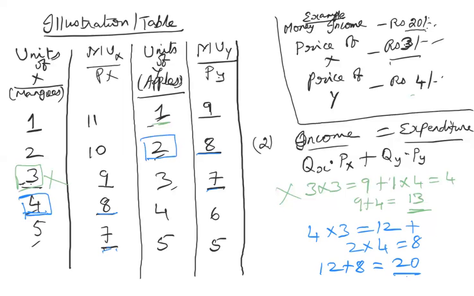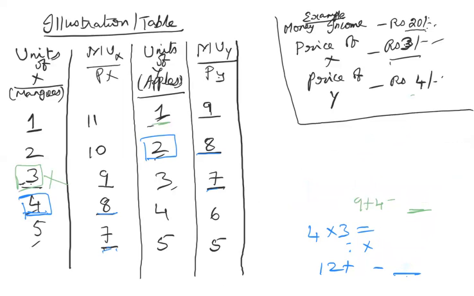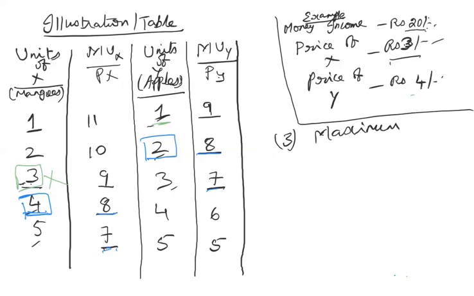And the third condition is that the consumer should get the maximum satisfaction. Maximum satisfaction in the sense of the total satisfaction: at which point the total satisfaction is maximum. So, maximum satisfaction.